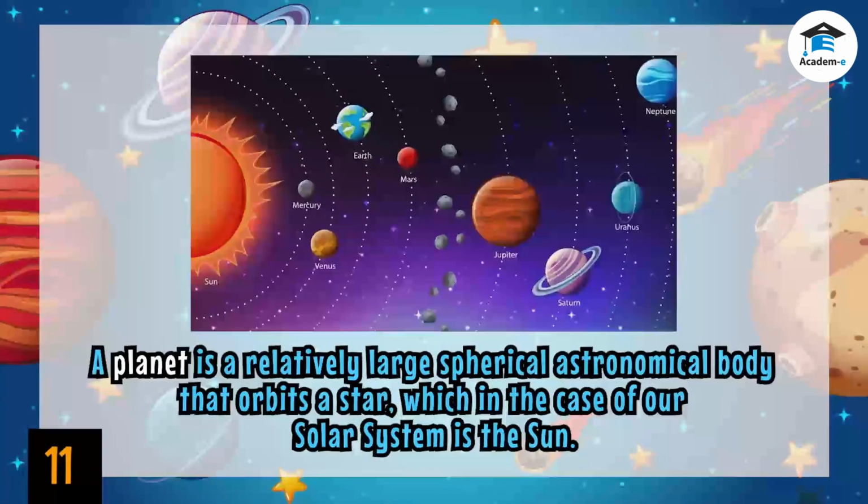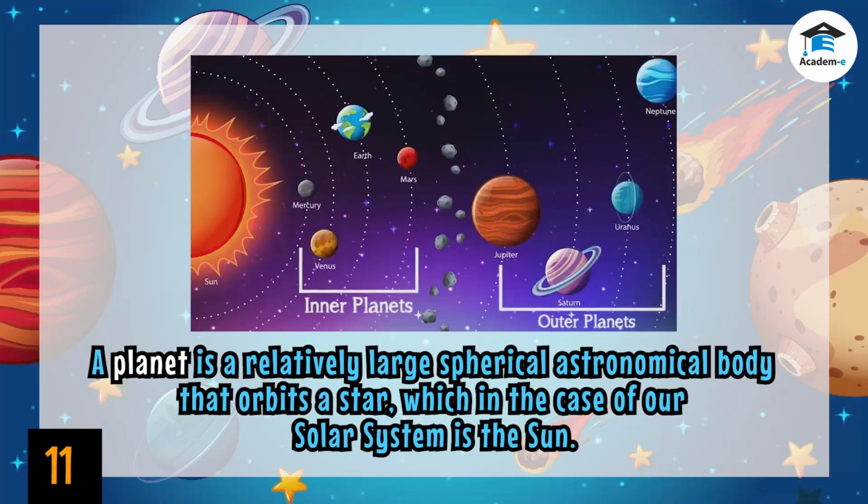Planet. A planet is a relatively large spherical astronomical body that orbits a star, which in the case of our solar system is the Sun. It has roots from the Greek word planetai, which means wandering, because of a planet's constant movement. The solar system contains 8 planets, split into 2 groups, the inner and outer planets.